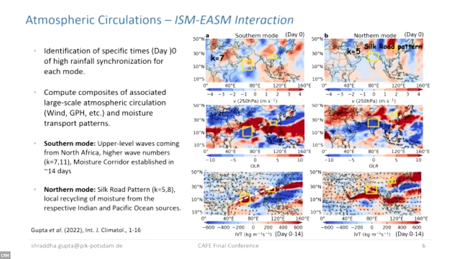there's a moisture corridor which gets established from the Arabian Sea region to the Yangtze River Valley. While for the northern mode, there is mostly a local recycling of moisture from the respective Indian and Pacific Ocean sources.